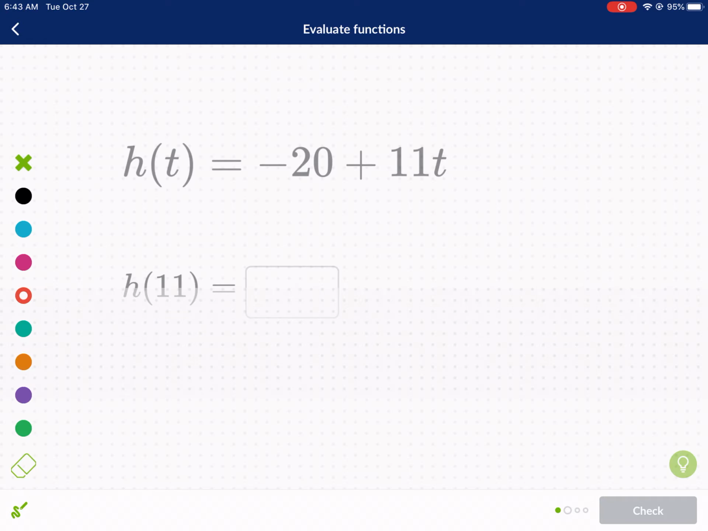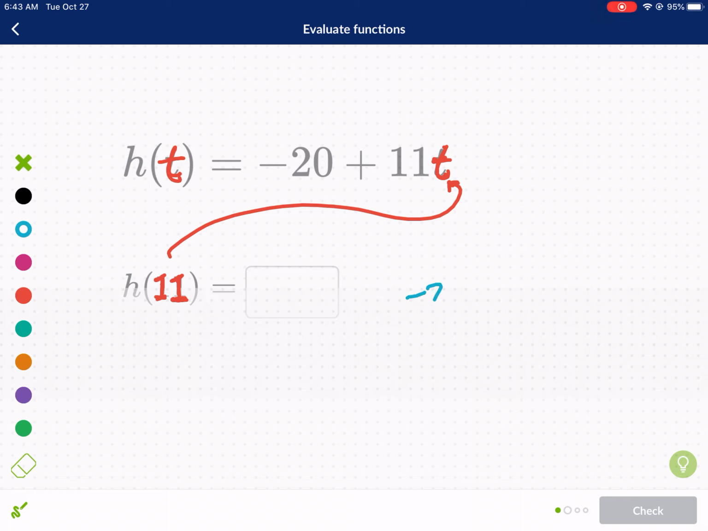All right, h of t equals negative 20 plus 11t. Notice how there's a t here, and there has to be a t here. That's the first thing. Then we want, okay, hot shot, we're going to find h of 11. So instead of writing t now, we're going to put 11 in for t. So let's go ahead and do that.